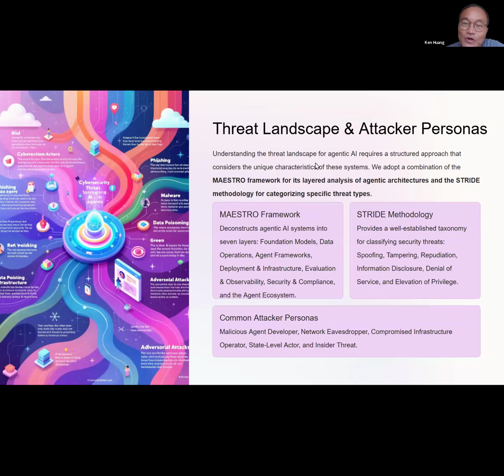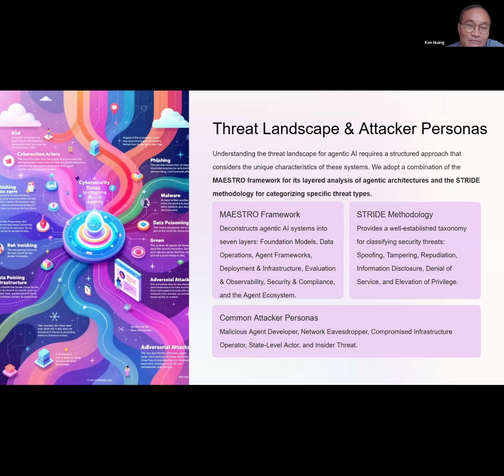And so we can use the Maestro framework, that's a published framework in security, from the Cloud Security Alliance, and OWASP also leverages this a lot. I know some of the top financial companies also use it for their work in terms of agentic threat modeling. And you can find a lot more.